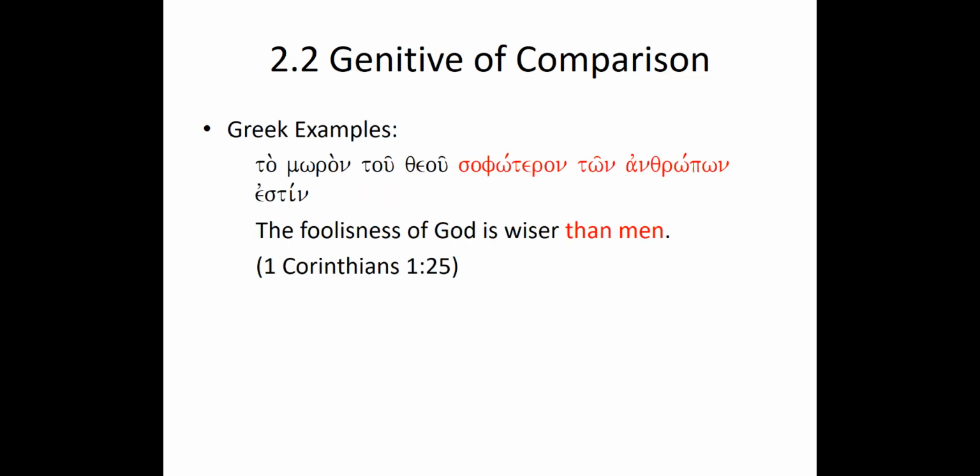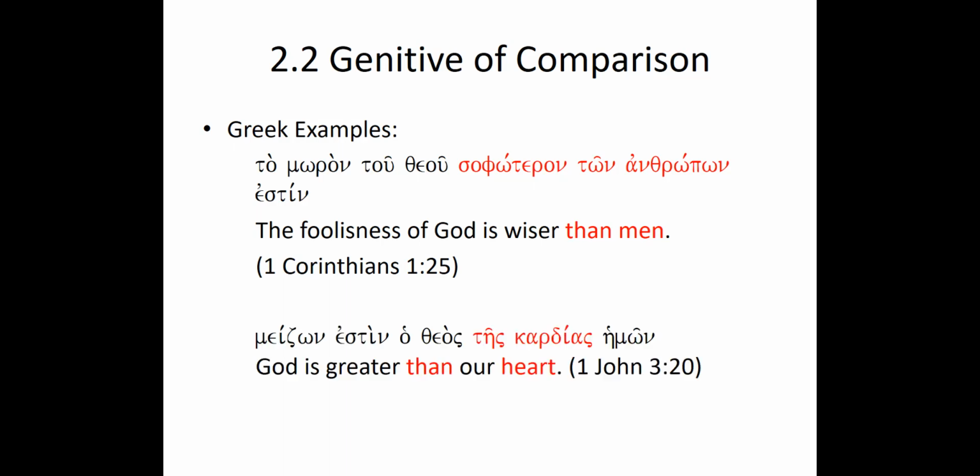To moron tou theou sophoteron ton anthropon estin. The foolishness of God, were that even possible, is wiser than men. The comparative adjective, sophoteron, and then the genitive. Here's one from 1 John.